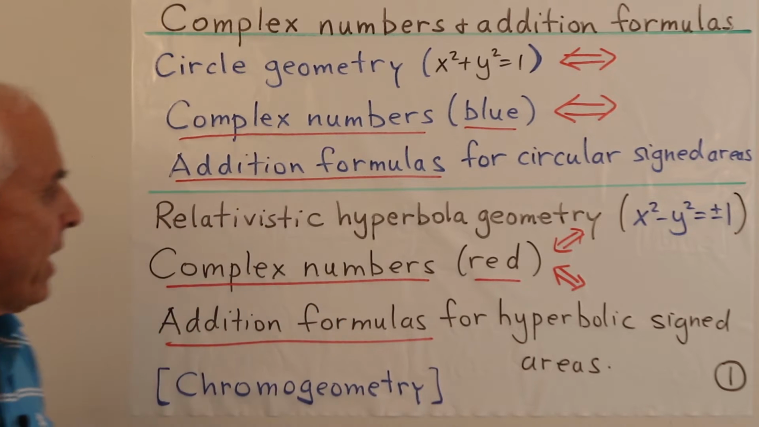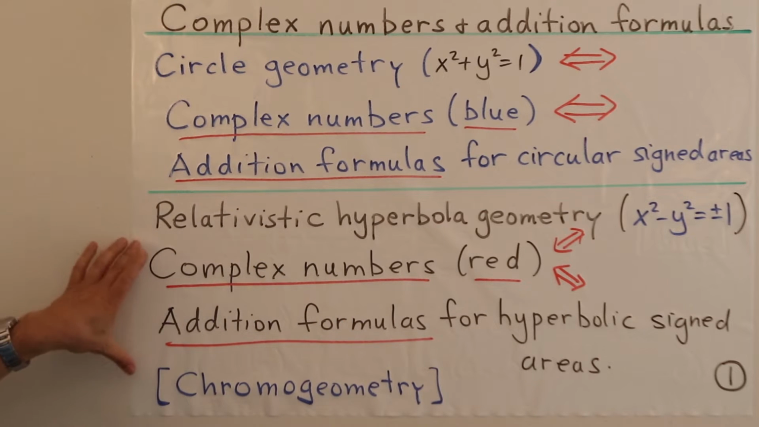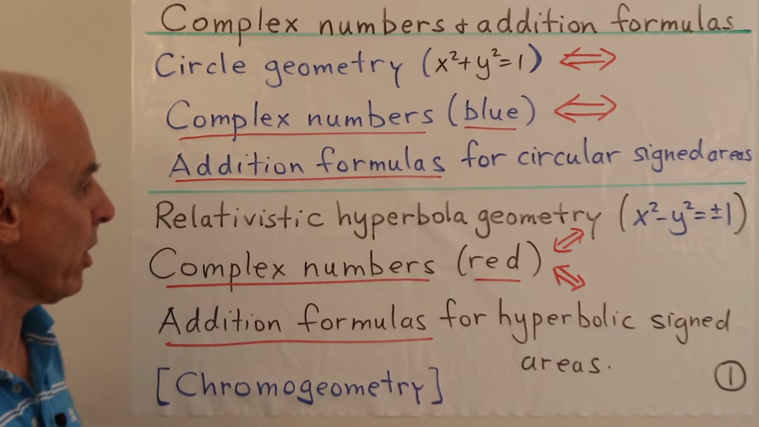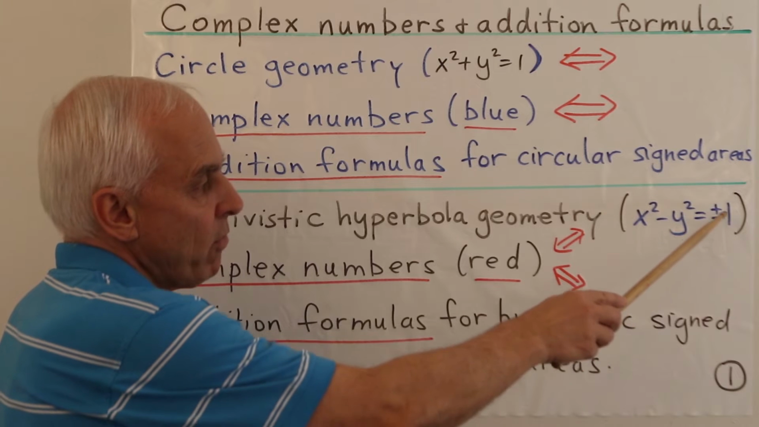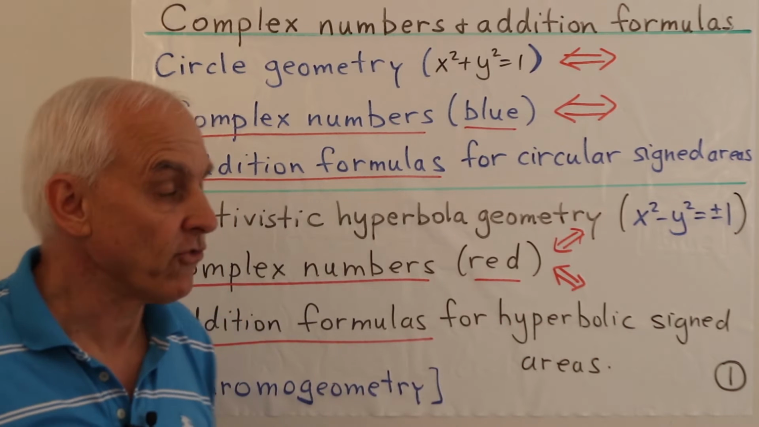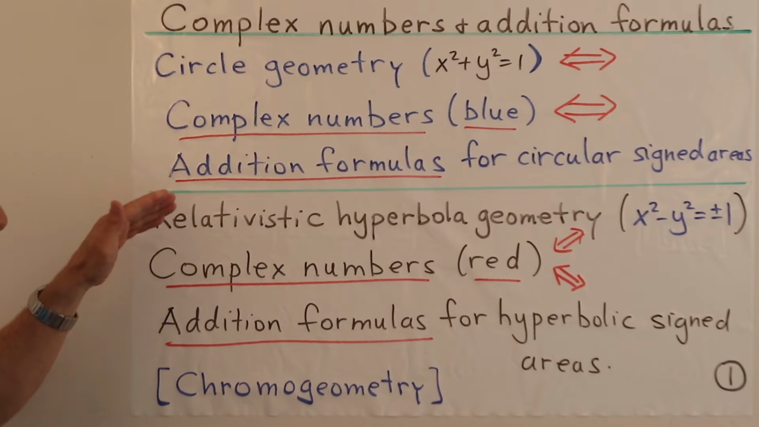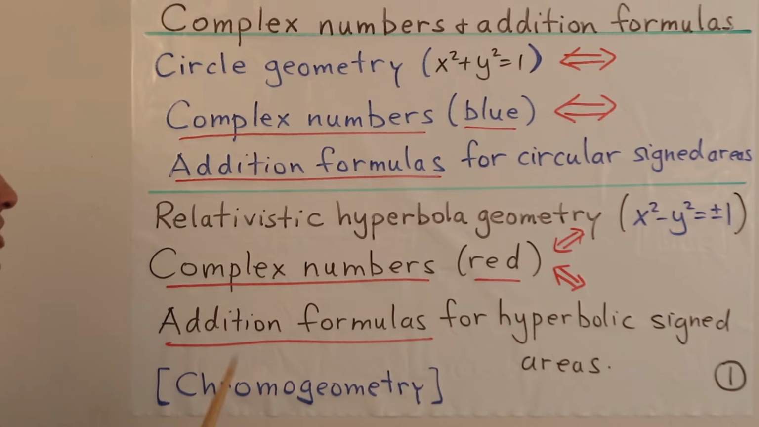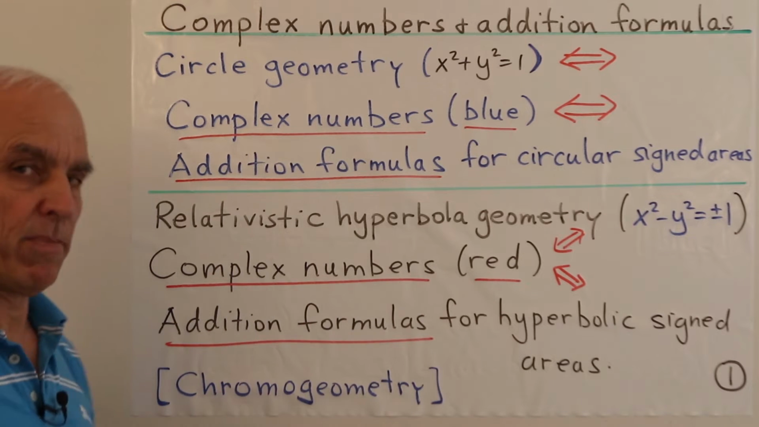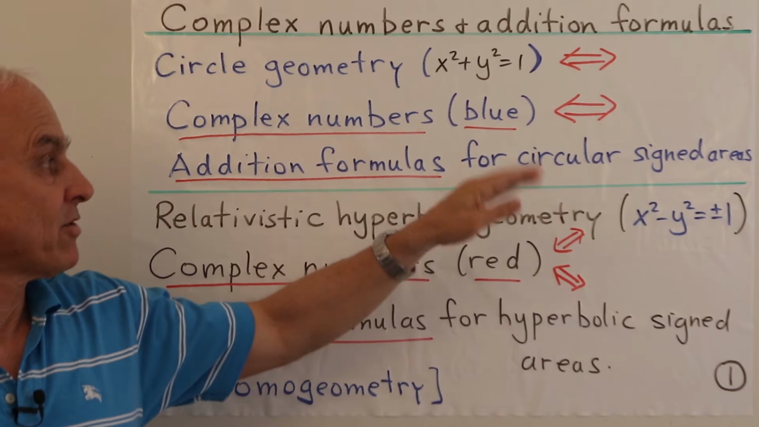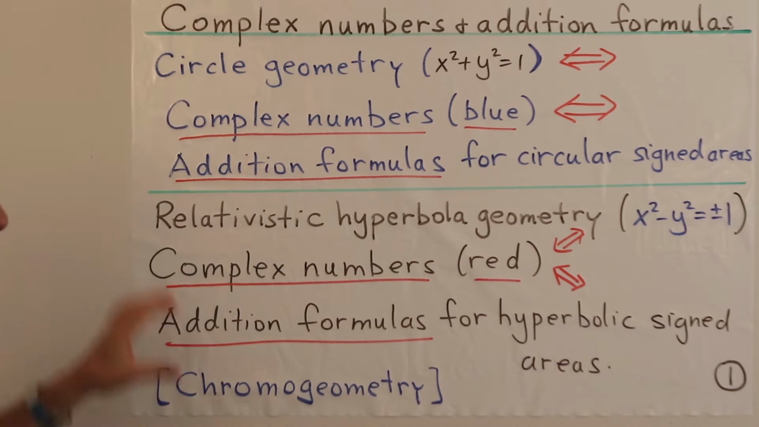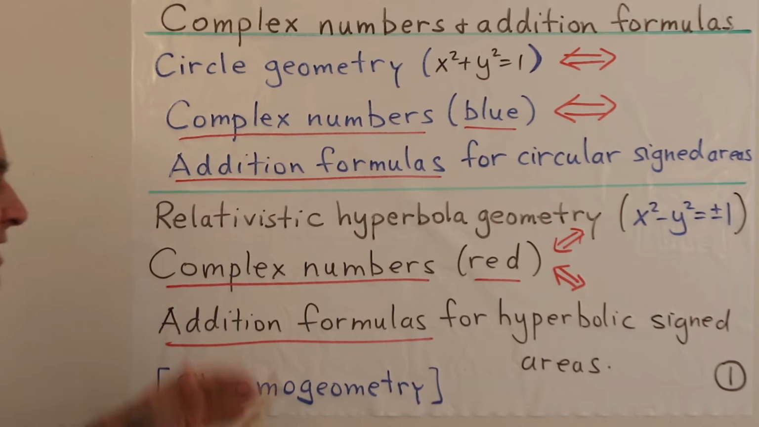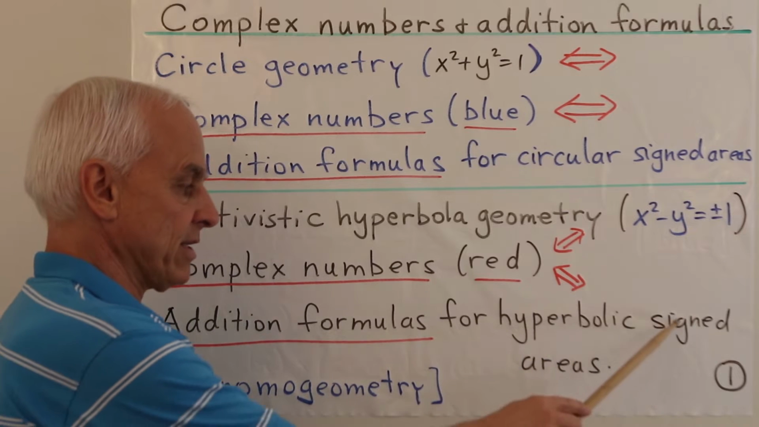Now, in analogy to this, there's a relativistic story where we look at the relativistic hyperbola with the equation x squared minus y squared, well, either equal to 1 or even minus 1. And then there's a corresponding algebraic structure, which we might call the red complex numbers. And we might call these original complex numbers the blue complex numbers. Okay, so it turns out that these red complex numbers then are intimately connected with addition formulas for hyperbolic signed areas.